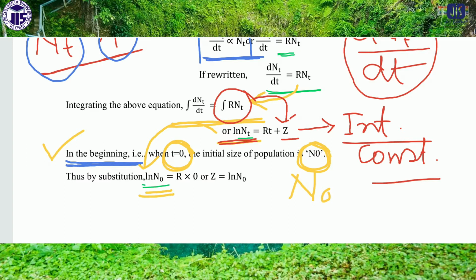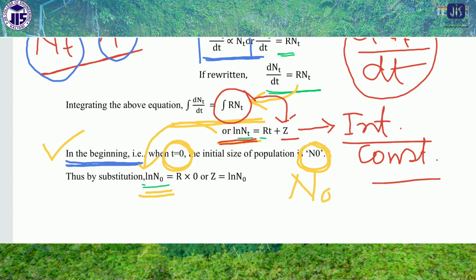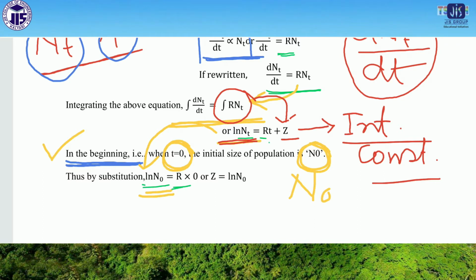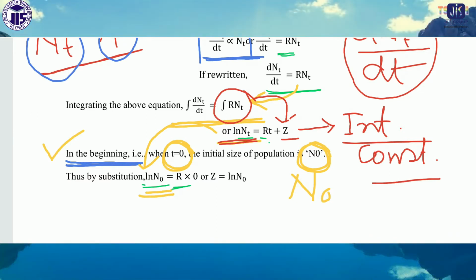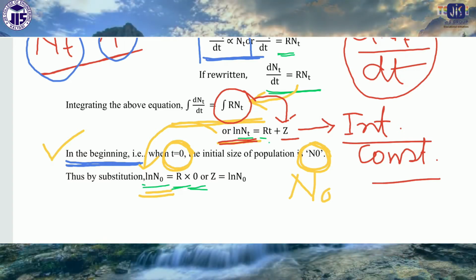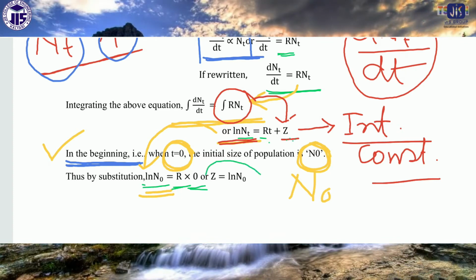So ln n0 equals r times t, but t equals 0, because at that time, the time was 0. Time was 0 means it is the starting time, so that's why it will be 0. So t equals 0, and then we can write down what will be z? So z equals ln n0.